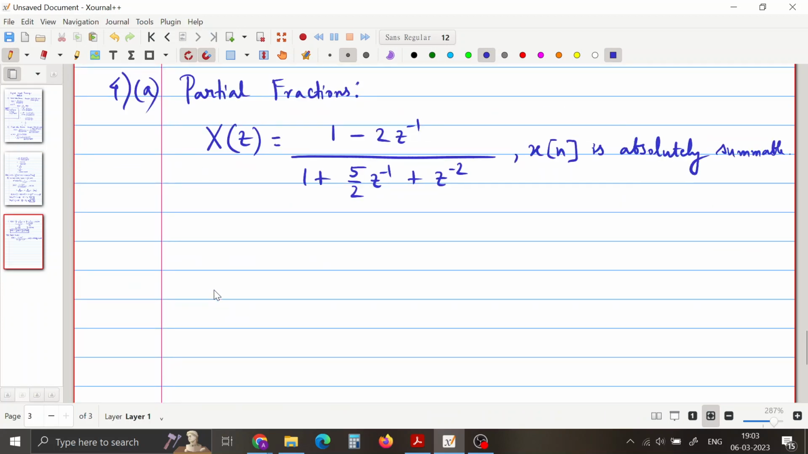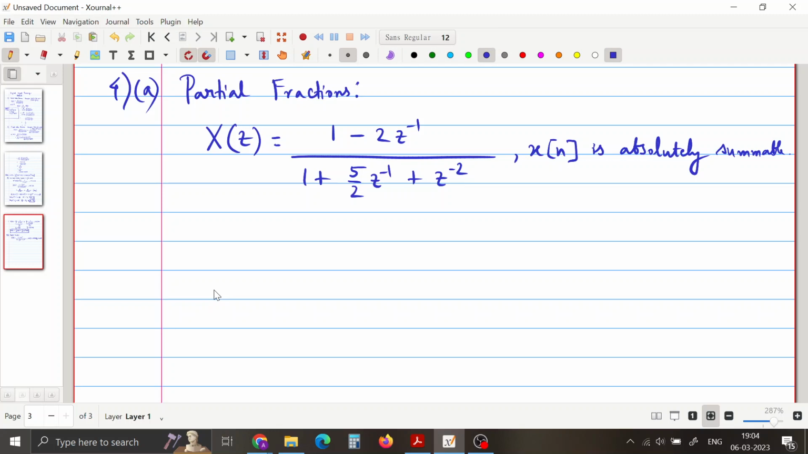So one step was already done for that question. Here we need to do that initial step, so we need to first factorize the denominator. We have to factorize it in some form, some gamma minus z inverse times, let's say, some delta minus z inverse, to determine the pole locations. So let's do that.